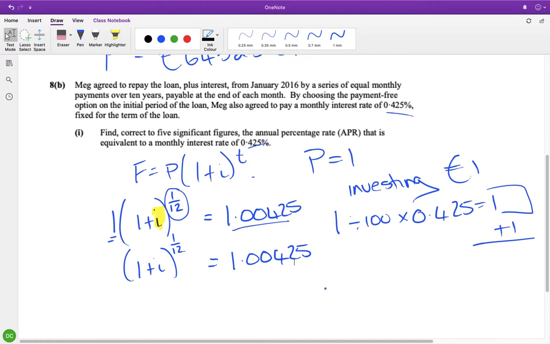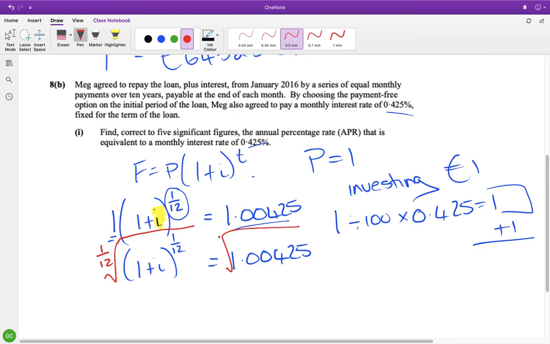Okay, so this is what I have. I want to get rid of the power. So to get rid of the power, you use roots. If you want to get rid of a square, you use a square root. A cube, you use a cube root. So if you want to get rid of 1 over 12, you have to get the root 1 over 12. So you're going to use your calculator to do that. On the left hand side, that's going to cancel that out, and you'll just be left with 1 plus I. And on the right hand side, I'm getting 1.00425 to the power 1 over 12. So I am getting, where's that?